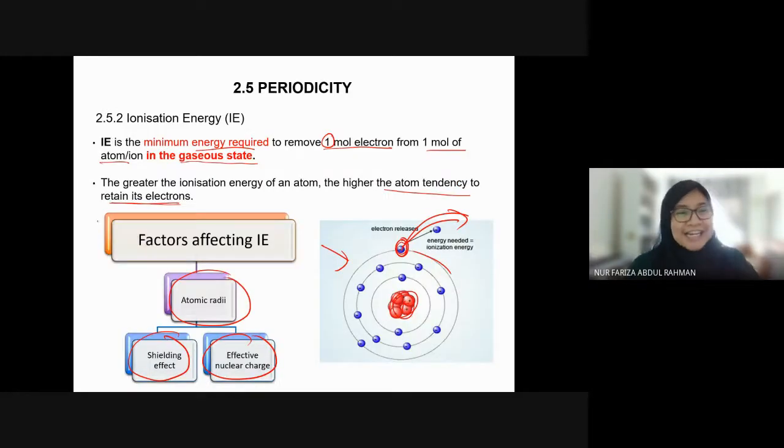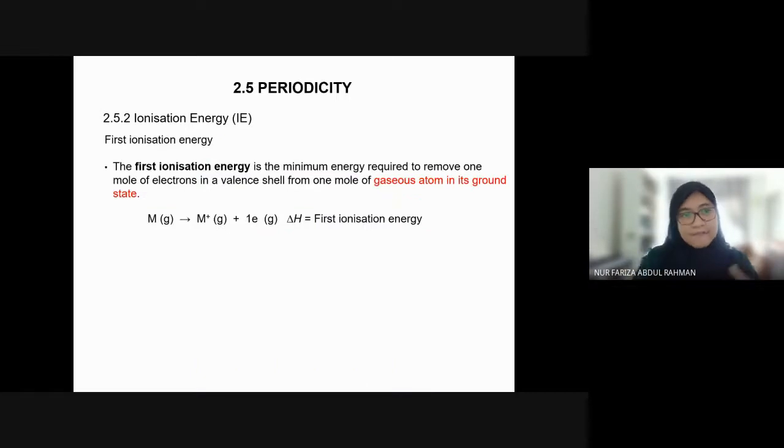Okay, this is the general term for IE. Okay, ionization energy. So this is the general definition. Okay, we have a specific one. So we have first ionization energy, in fact we have second, third, fourth and so on. Okay, what is the difference between all of this ionization energy? Kalau first ionization energy, first kan nak remove the first valence electron. Okay, the minimum energy required to remove 1 mole of electron in a valence shell from 1 mole of gaseous atom. Ini tambahan dia.